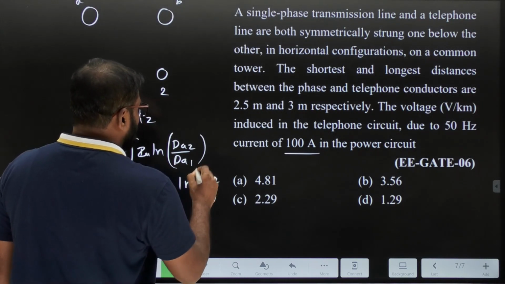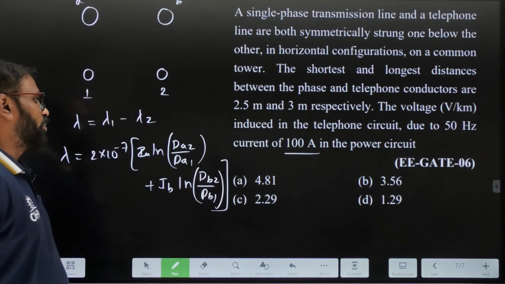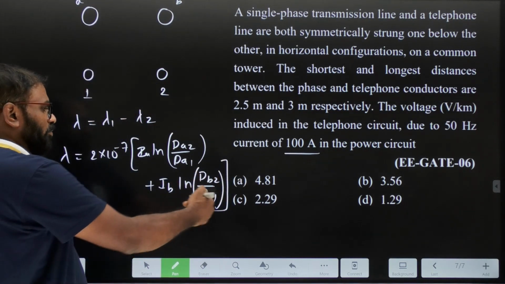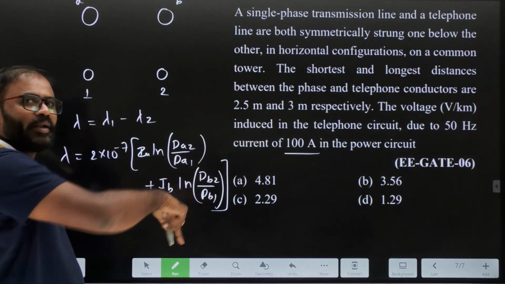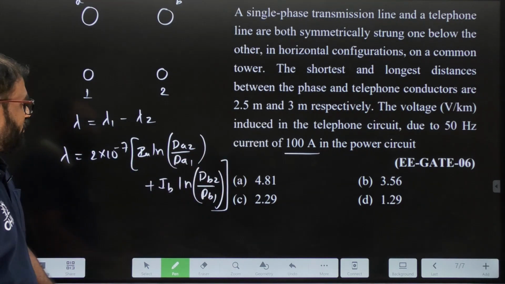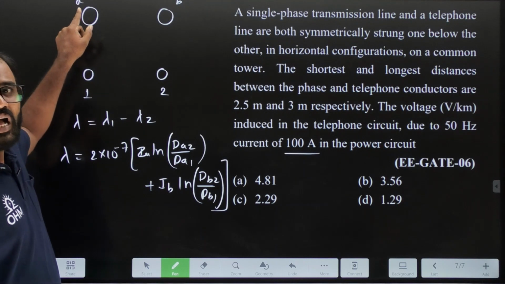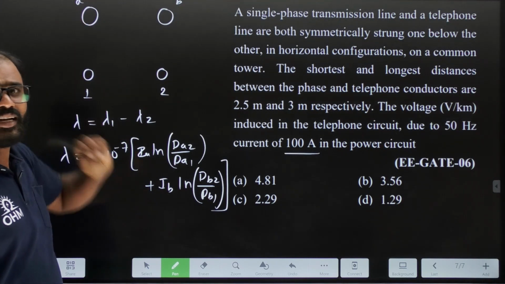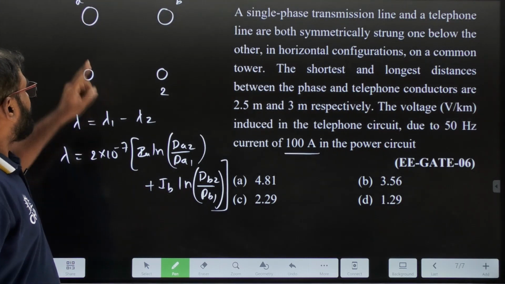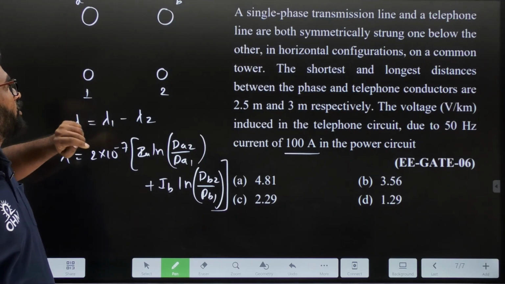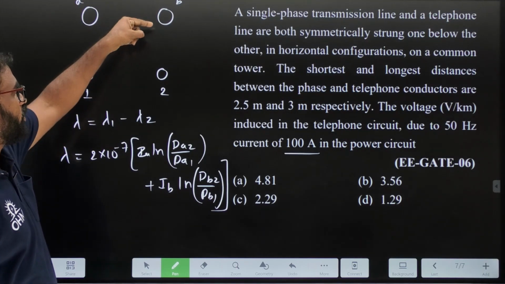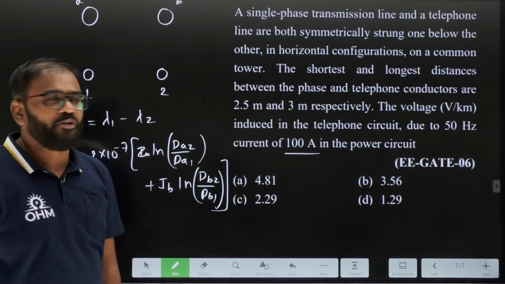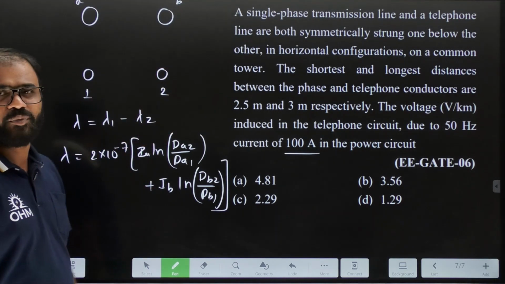Maybe you may get a doubt: if it is a three-phase line, what is the formula? Only one extra term will come, IC ln of dC2 by dC1. Here dA2 means the distance from our A phase to the second conductor of the communication line. dA1 means A to 1 distance, dB1 means B to 1 distance, and dB2 means B to 2 distance. Now if you know these distances, the calculation becomes very simple.